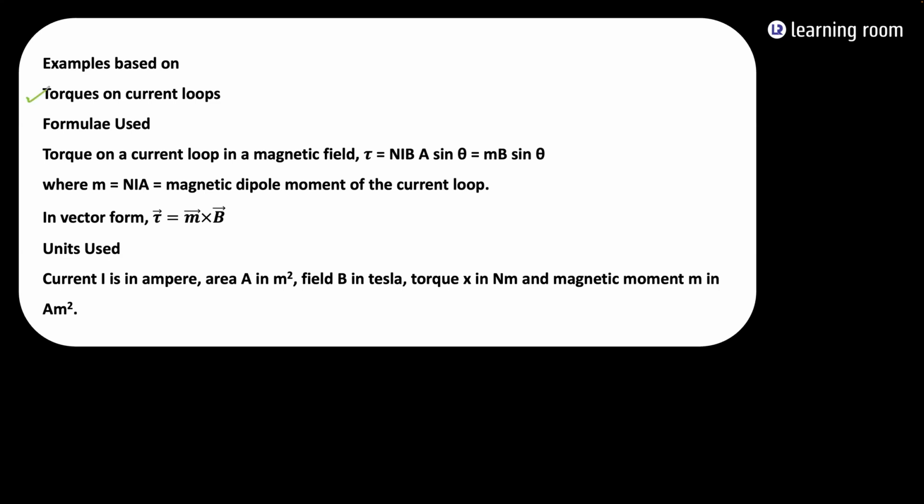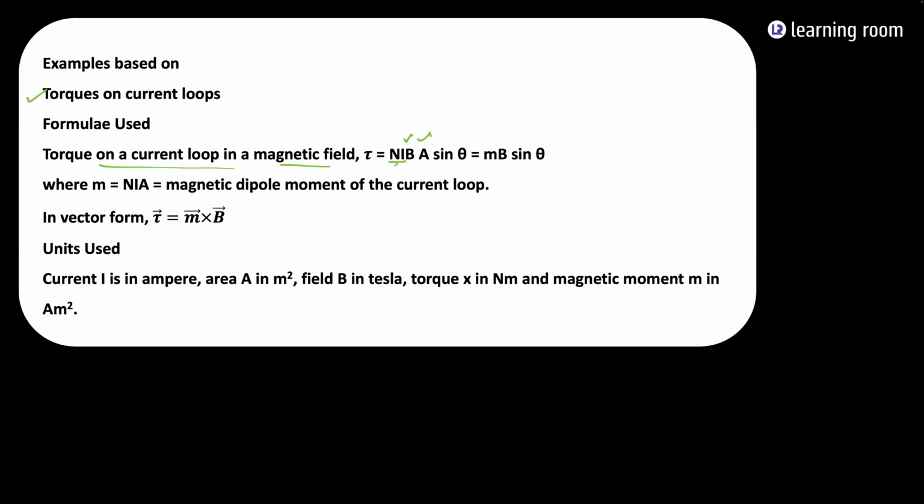So we'll see some problems based on torques on current carrying loops. The torque on a current carrying loop placed in a magnetic field is given by the expression NIBA sin theta, where capital N represents the number of turns, I is the current flowing through the conductor, B is the magnetic field, and A is the area. Theta is the angle between the area vector and the magnetic field.